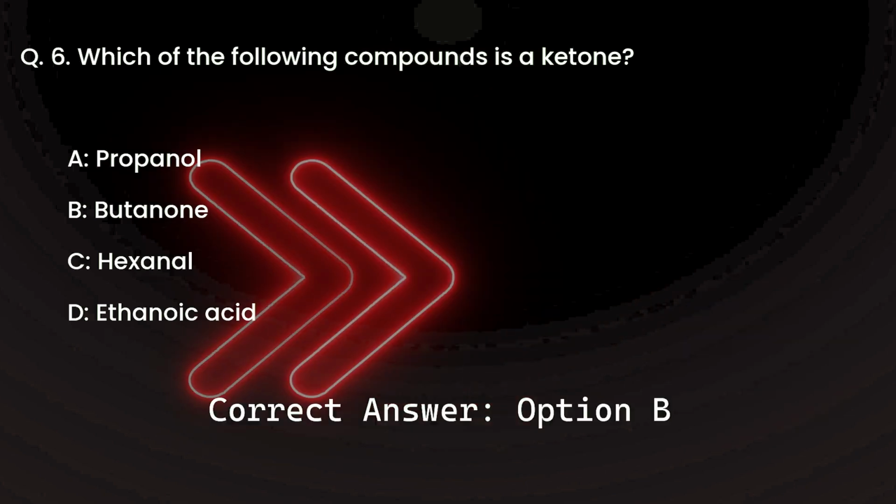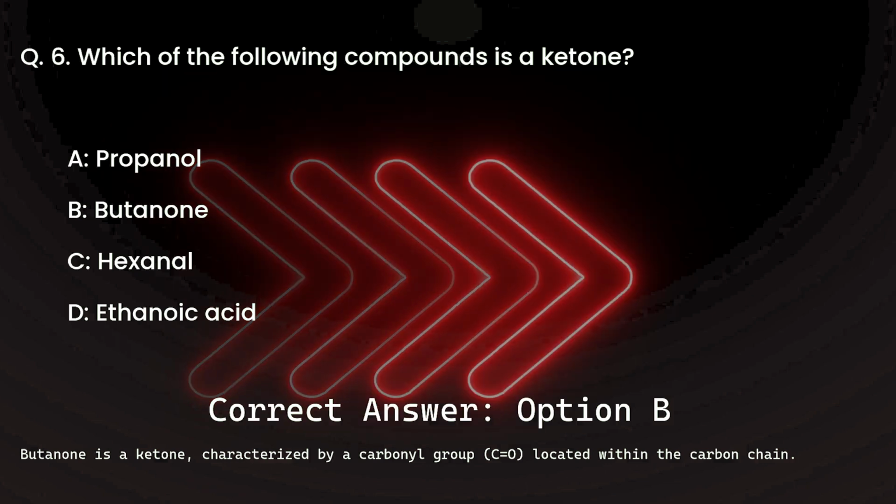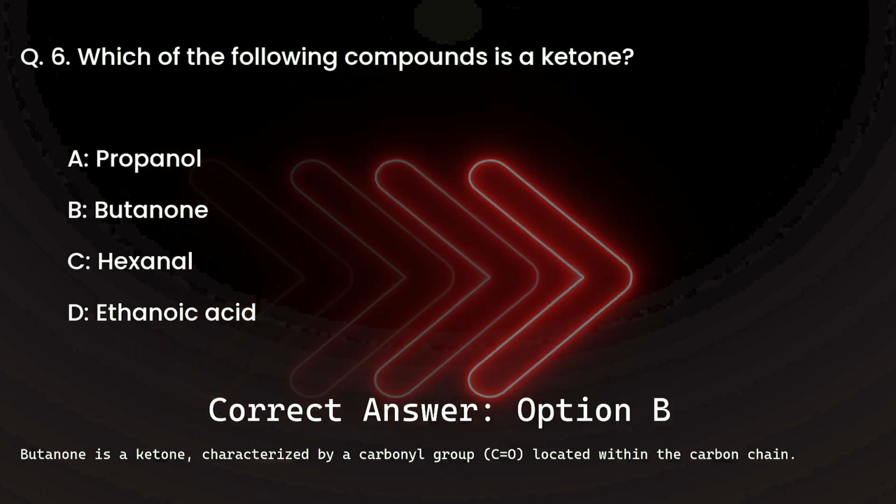The correct answer is option B, which is butanone. Butanone is a ketone characterized by a carbonyl group, C=O, located within the carbon chain.